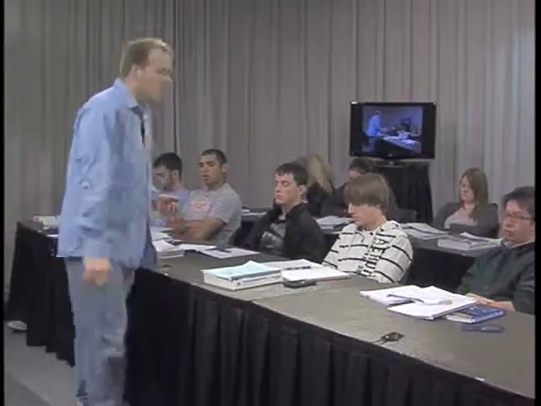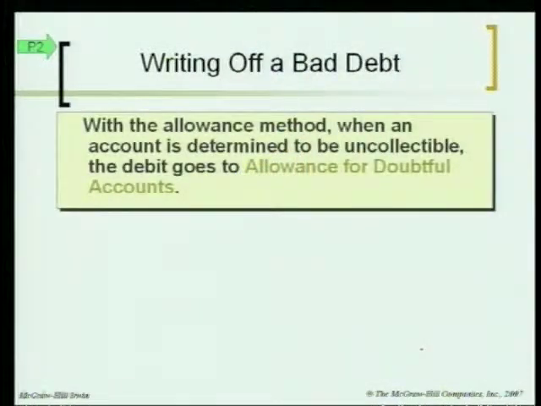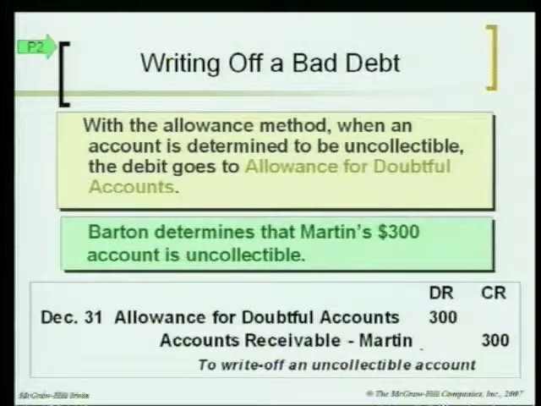Okay? What do we do when we write off a specific account under the allowance method? Well, let's take a look at the PowerPoints. Let's say that we determined we're under the allowance method, but we determine that Morton, his $300 amount that he owes us, is uncollectible. The journal entry under the allowance method is a debit to allowance for doubtful accounts and a credit to accounts receivable for $300.